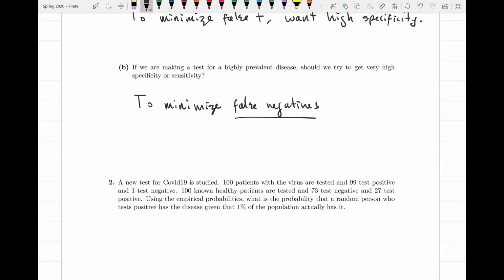let's see, how are false negatives related to specificity or sensitivity? Well, as we covered just a little while ago, the false negative rate is 1 minus the sensitivity. So to minimize false negatives, we want high sensitivity, close to 1.